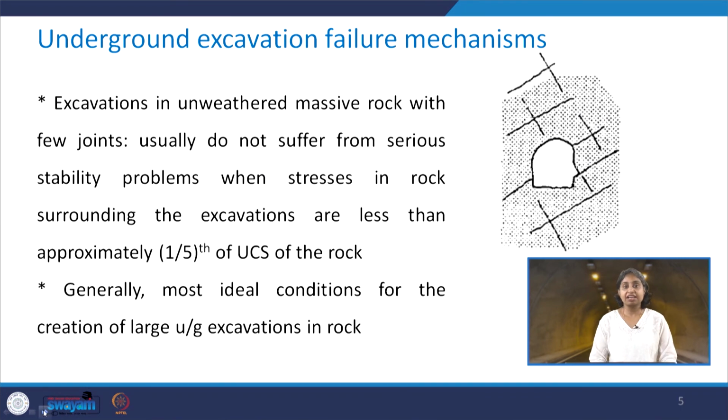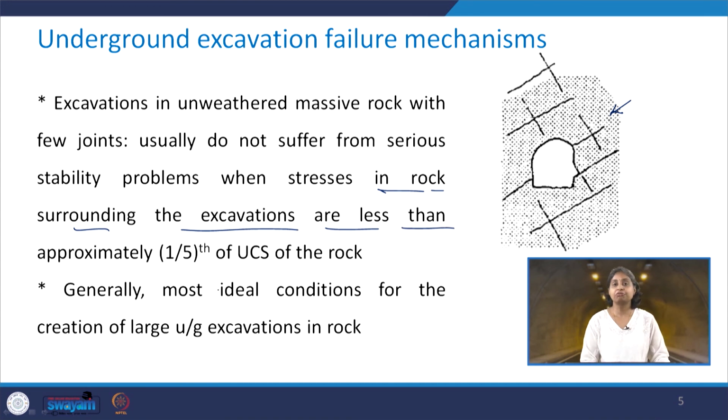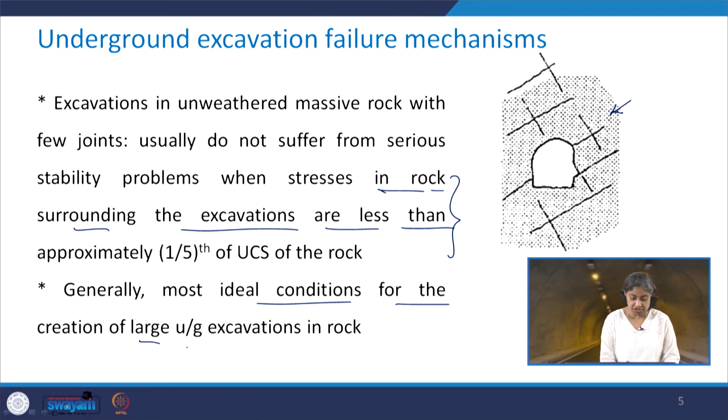In case you have excavations in unweathered massive rock with few joints, which looks like this particular figure, these usually do not suffer from very serious stability problems, when the stresses in the rock surrounding the excavation are less than approximately 1/5 of the UCS of the rock. If this condition is satisfied, we really do not need to bother about any serious stability problems. So, generally it is the most ideal condition for the creation of large underground excavations in rock.